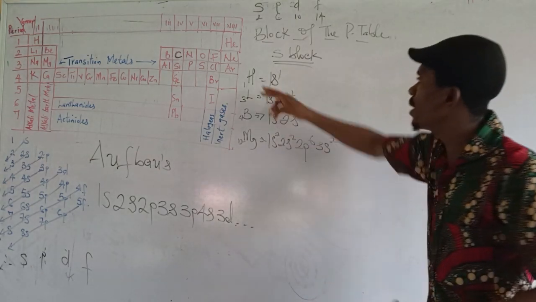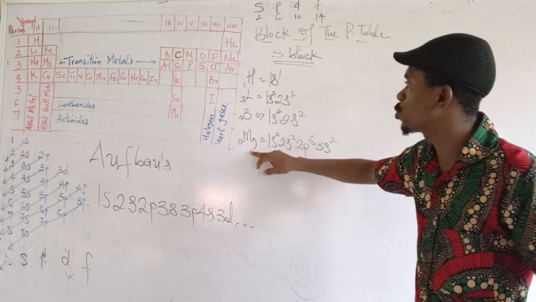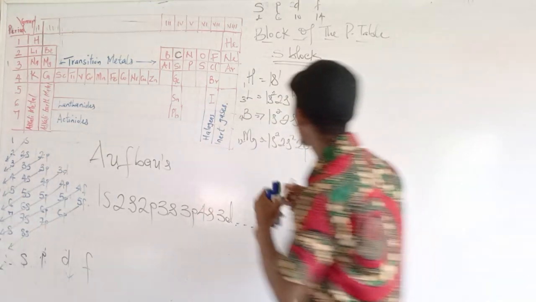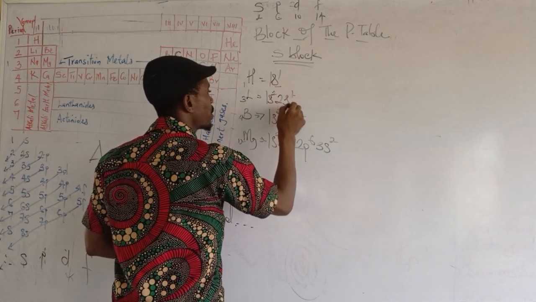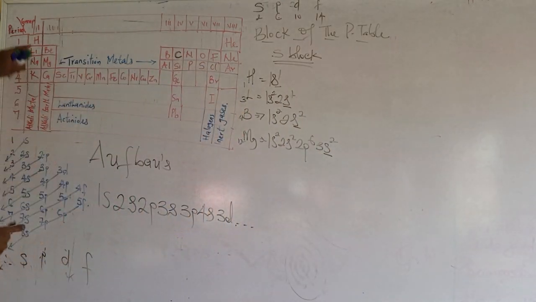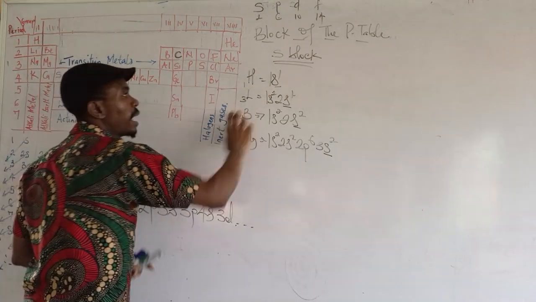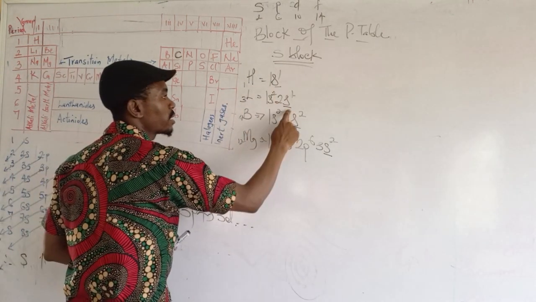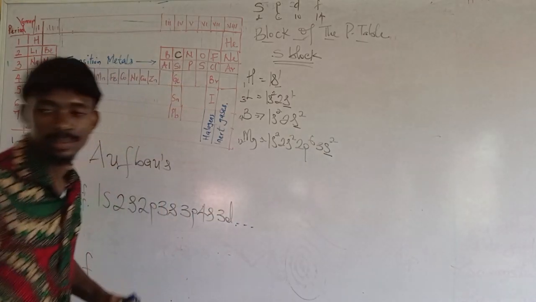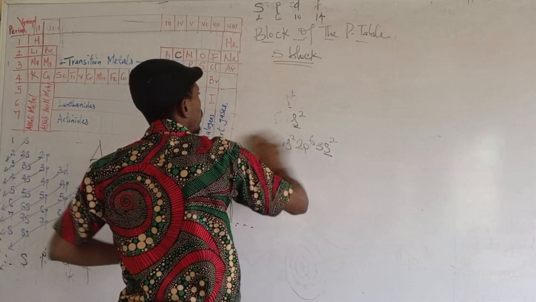Now let's see all the elements I just skipped. These first 2 are for group 1. These other 2 are for group 2. What do you observe? They all end with s, s, s. And that is the reason why we said that all elements in group 1, these 2, plus elements in group 2, these 2, are in the s block. So we have gotten the s block now.